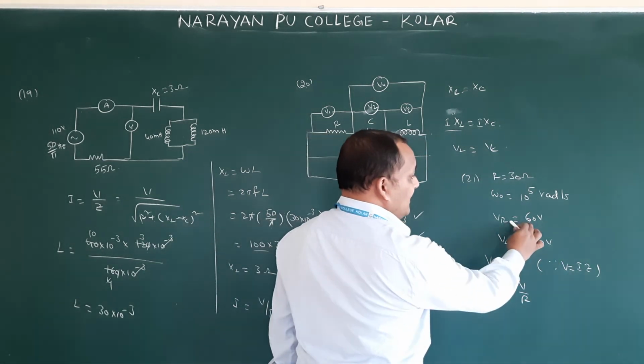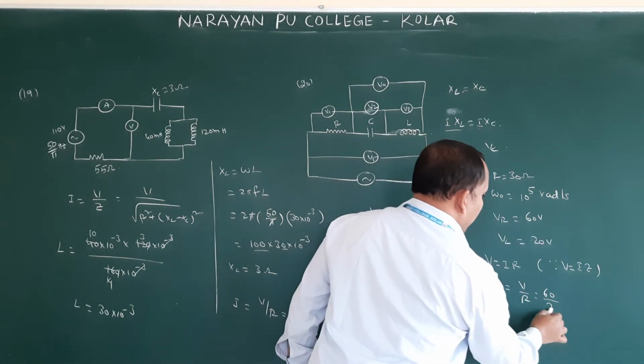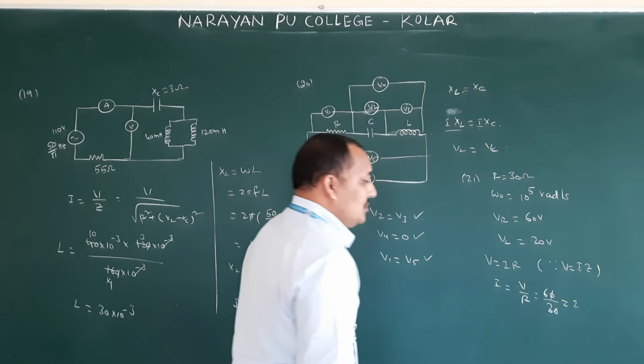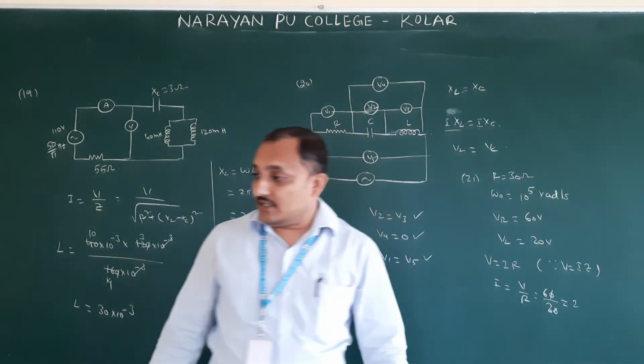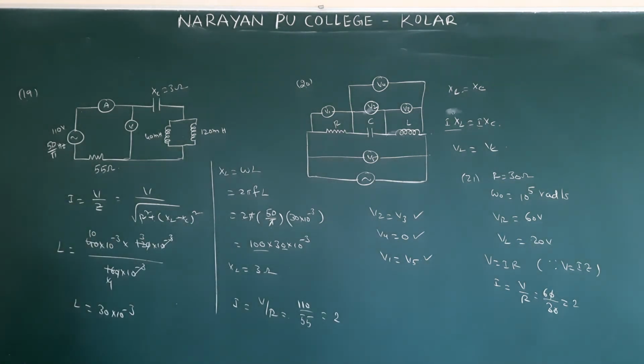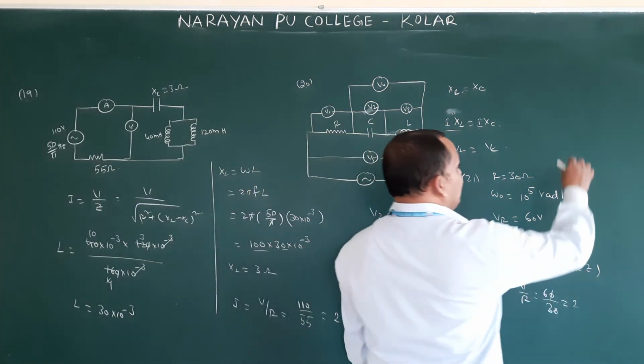Voltage across resistance, how much they gave? 60. Therefore 60 by R, that is nothing but 2 amperes. Current is 2 amperes. What we have to find there, one by one. That value is not required for you, but they are asking L value. C value they gave, and XC they gave, isn't it? And omega naught they gave. Then we have to find first L value.